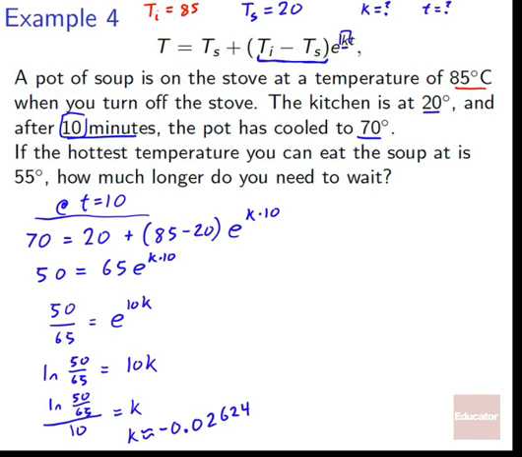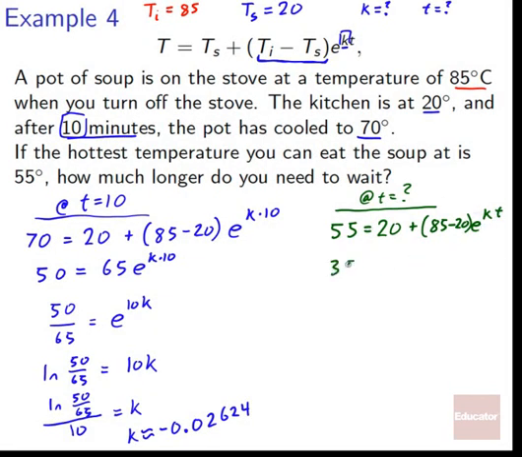All right, let's figure out the other half here. We want to figure out at t equals what do we wind up having a temperature of 55 degrees, because at that point we'll be able to eat our soup. So at 55 temperature, we know we'll have surrounding at 20 plus initial temperature was 85 minus 20 times e to our constant, negative 0.02624. I'll just leave that as k right now, and we can swap it out later when we need to figure out actual numbers. That's one trick to avoid having to do a lot of writing. So e to the kt.